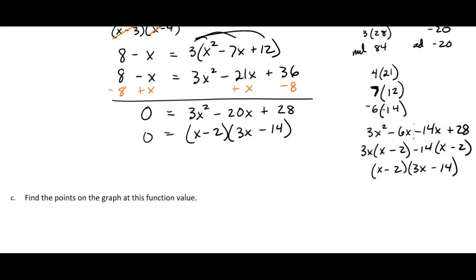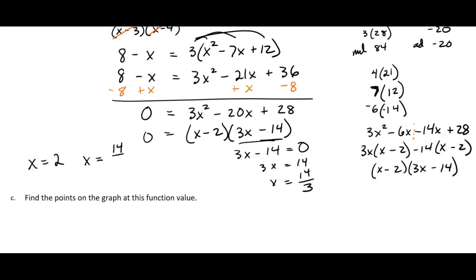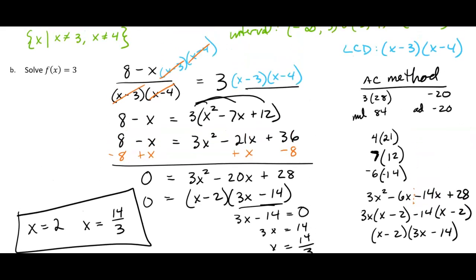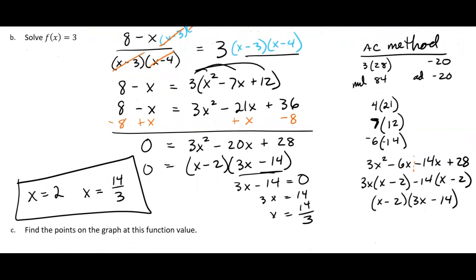So what are the solutions? Well, one of them is 2. So x could equal 2. And the other one's going to come from here. Now, how do you find that? You write 3x minus 14 equals 0. 3x equals 14. X equals 14 over 3. So the other solution is x equals 14 over 3. Now the directions for this part, way back up here, said solve f of x equals 3. They mean solve for x. So we found two solutions. X could be 2 or x could be 14 over 3.